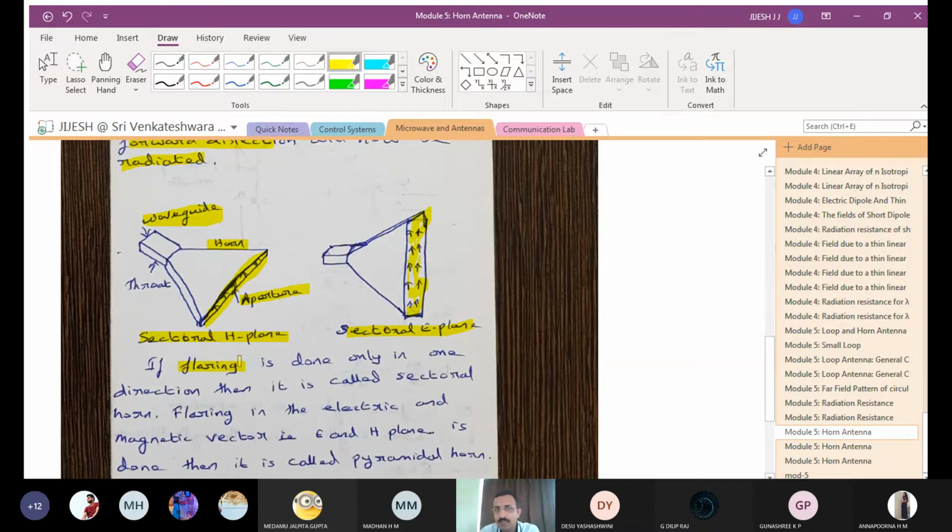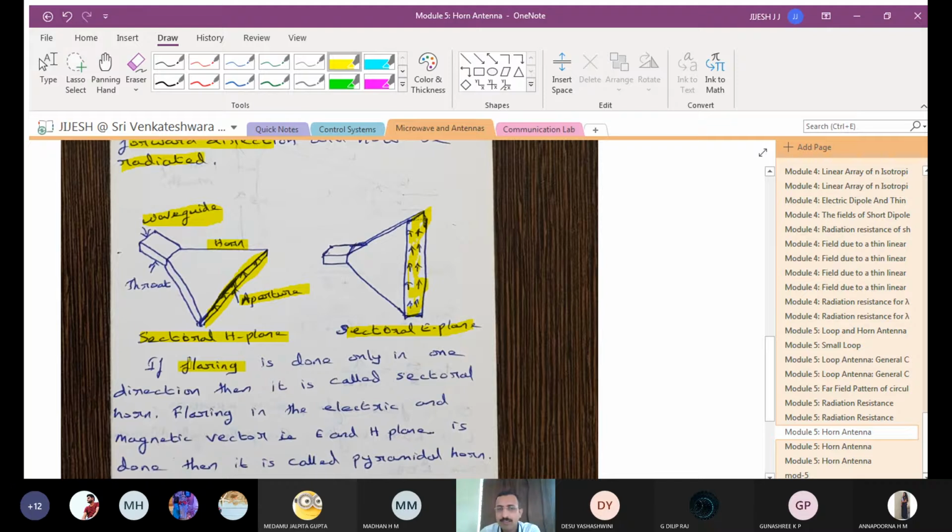The edges are there. So at the edges, the signals get lost, and all those things happen. So we have to minimize it. Sometimes we cannot eliminate them entirely, but we can minimize those things. So if the flaring is done only in one direction, then it is called a sectoral horn.